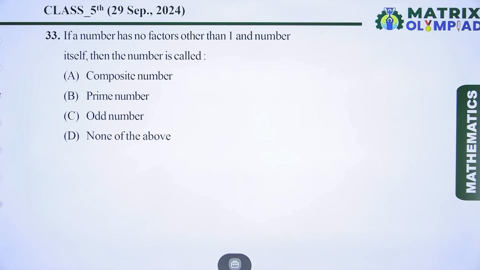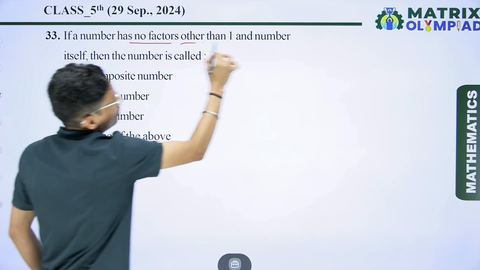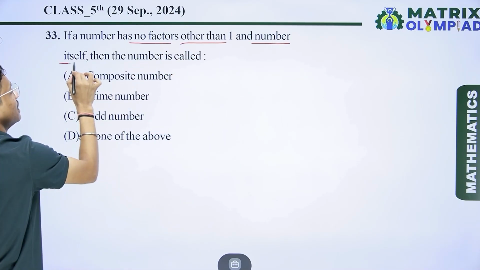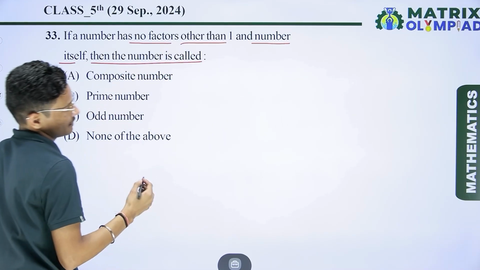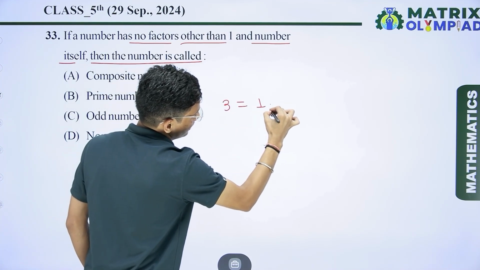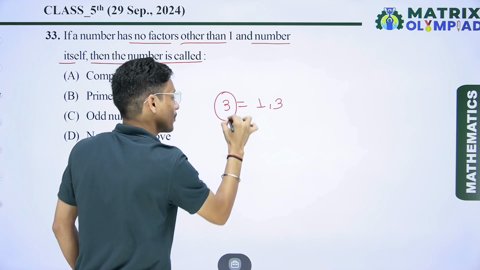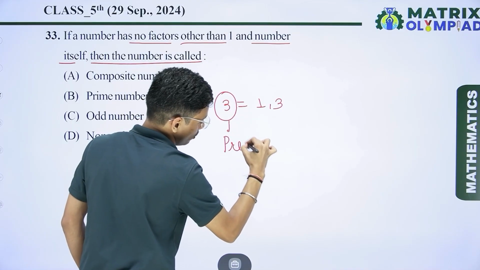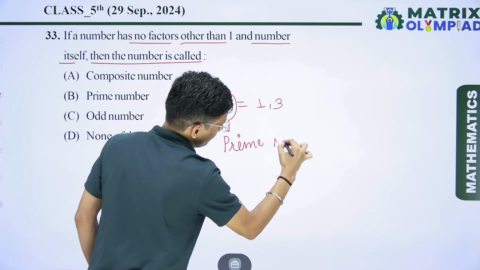Now the next question is that if a number has no factor other than 1 and the number itself, then the number is called, if suppose that I take a number 3, so factors of 3 are 1 and 3, so 3 is called a prime number.